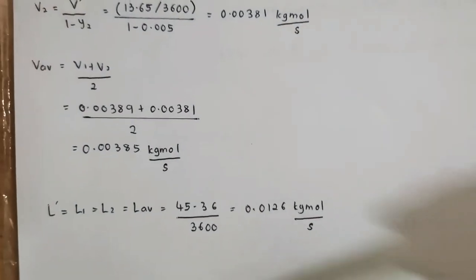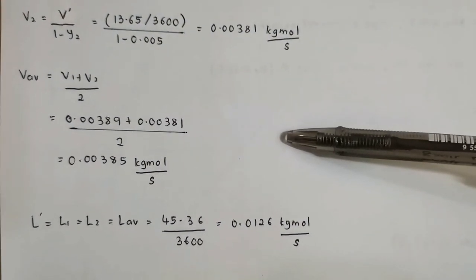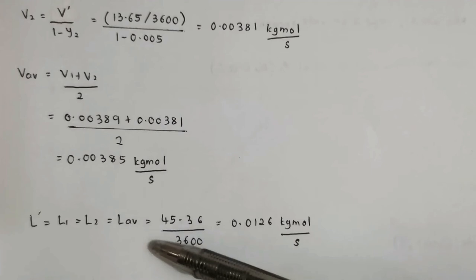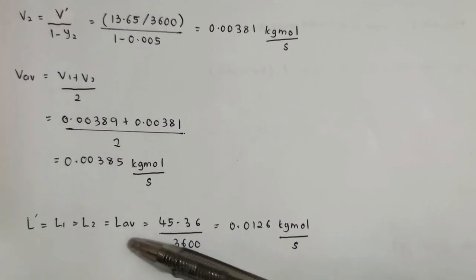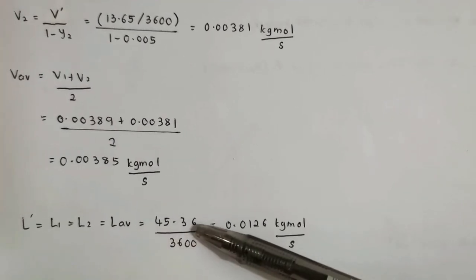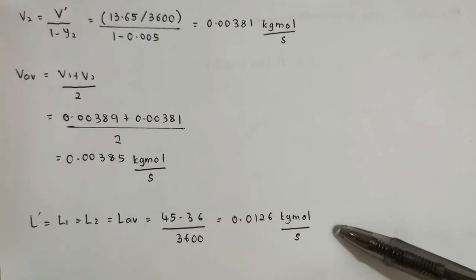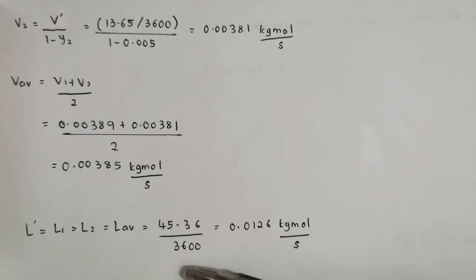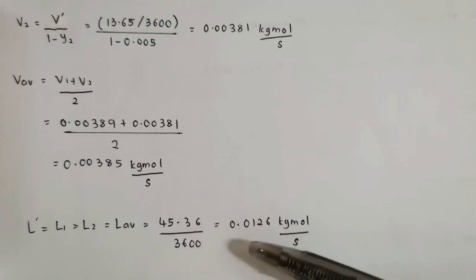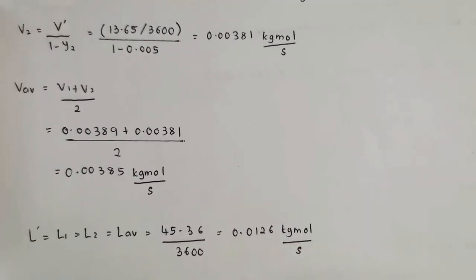For the L average, this system is liquid inlet equal to liquid outlet. So the value of L average and L1, L2 and L prime is the same, which is 45.36 kilogram mole per hour. But we want this unit, so we have to divide by 3600. So the answer is 0.0126 kilogram mole per second.